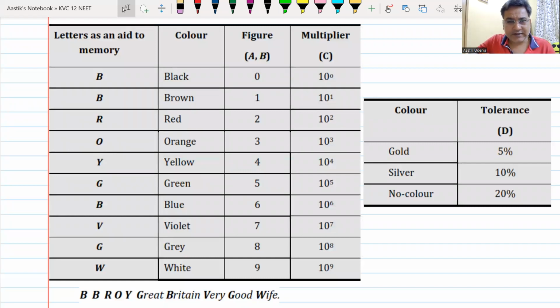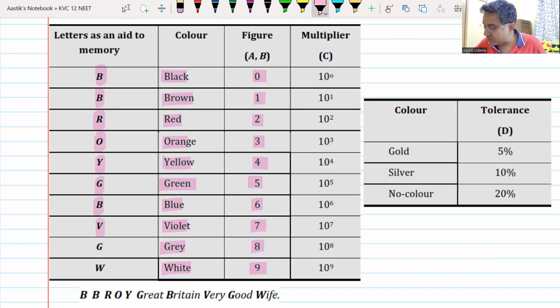Well, since you have completed, this is the table of the color code which tells us which color means which number. The first color is black, stands for 0, brown 1, red 2, orange 3, yellow 4, green 5, blue 6, violet 7, gray 8, white 9. The short form is B B R O Y G B V G W.